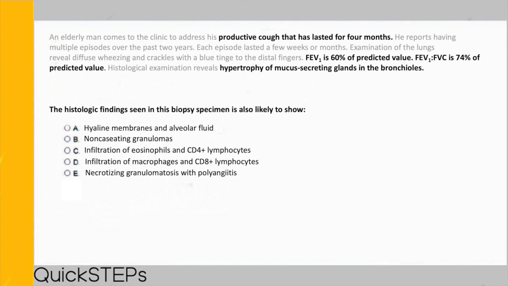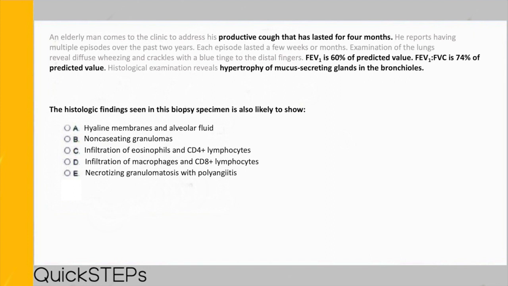How about infiltration of eosinophils and CD4 positive lymphocytes? Anytime you see eosinophils in lung, you can think of a few different things, but one of them that should come to your head would be asthma or Churg-Strauss disease or something along those lines, but it has to have some sort of high eosinophils or atopy or something along those lines. We see no atopic signs here.